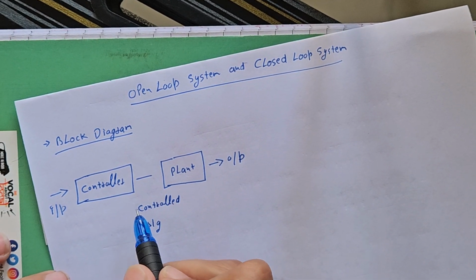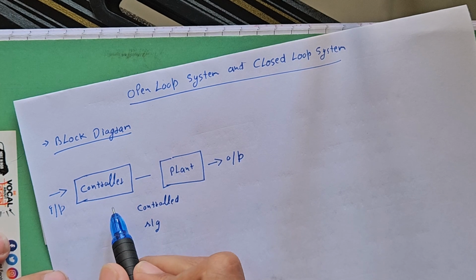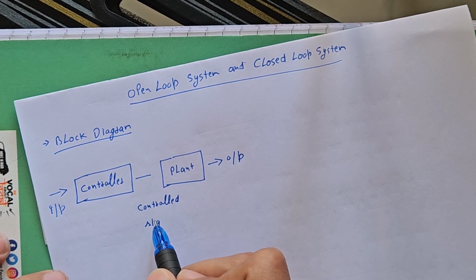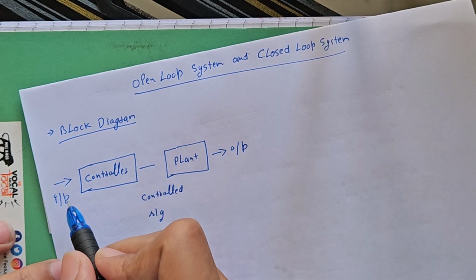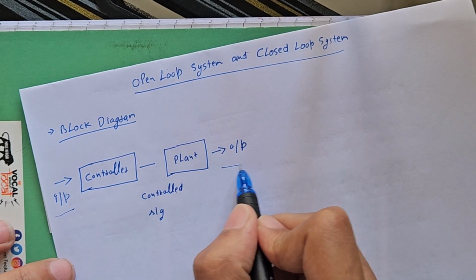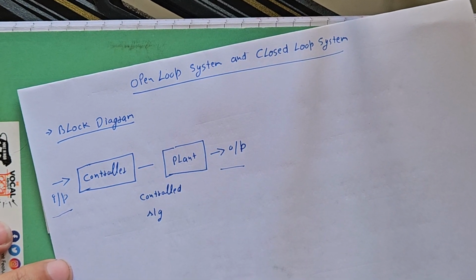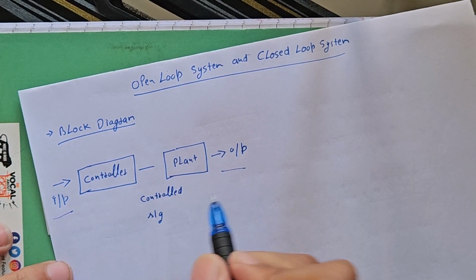Here the control action is taken by the controller, and the control action taken by the controller depends only on the input, not on the output, because there is no feedback in open loop system.